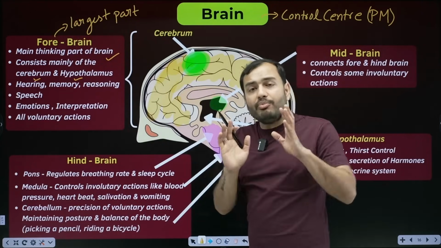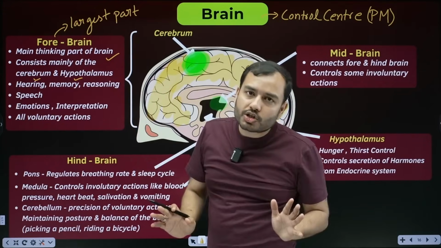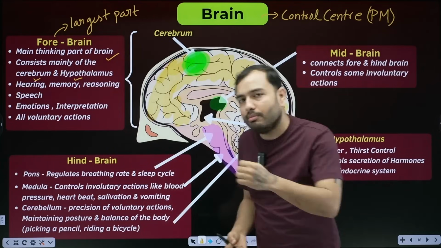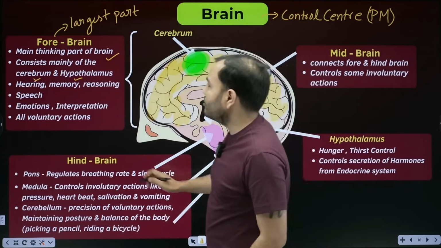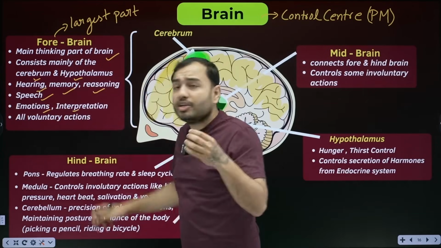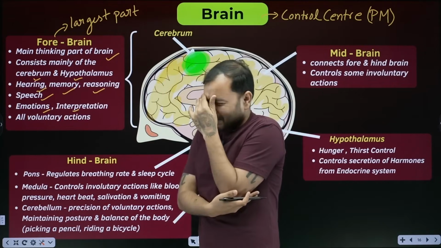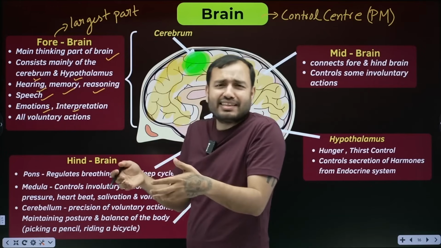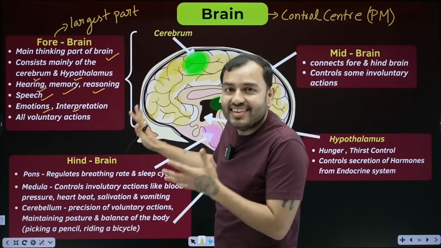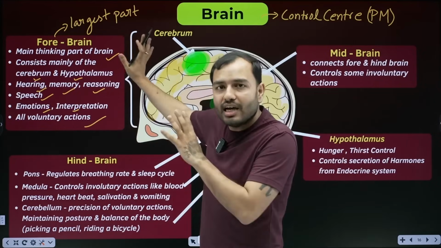What are the main functions of the cerebrum? Everything you are reading about, it's all the cerebrum. Whatever you thought, interpreted, walked, spoke, fought, hit, all these things. Hearing, memory, reasoning, speech, emotions, interpretation, crying, it brings emotions. If we think, only then emotion comes. Nowadays boys put on sad songs and cry over long separation. The cerebrum brings it. All voluntary actions are controlled by the cerebrum, the forebrain.